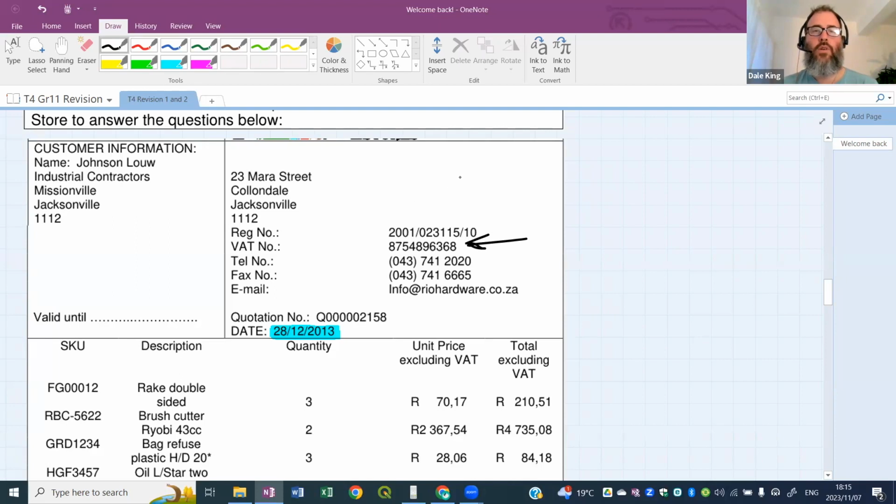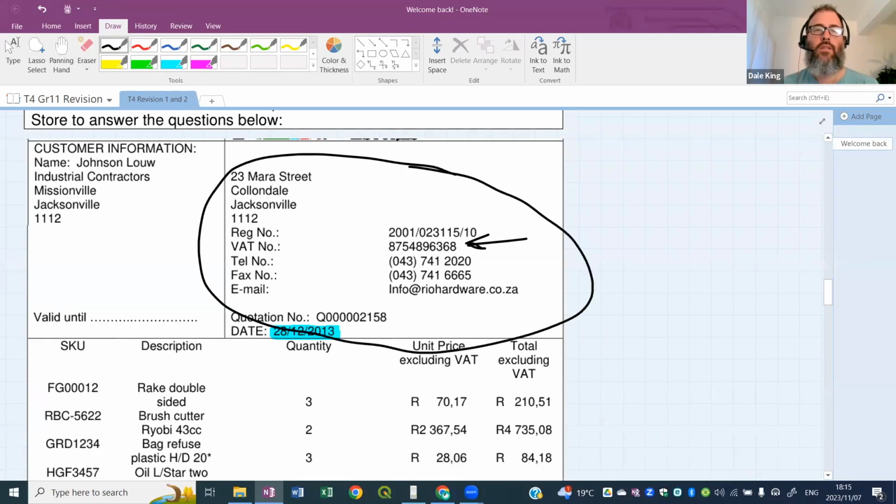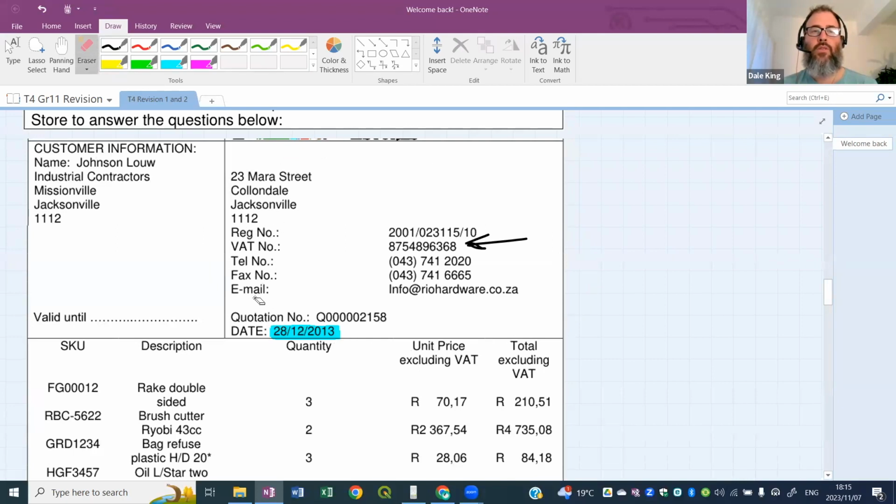So all this information over here is for Rio Hardware, the hardware store, their address, their telephone number, etc., even their email address. So that VAT number there is for the hardware store. So that question is definitely a mistake.